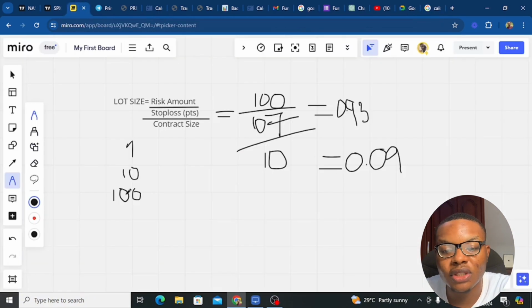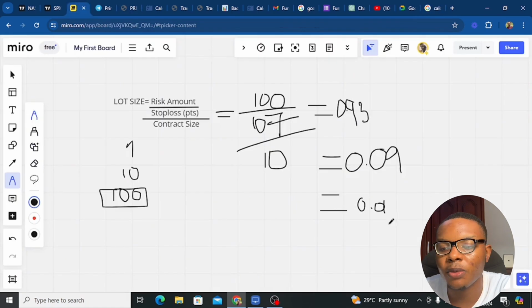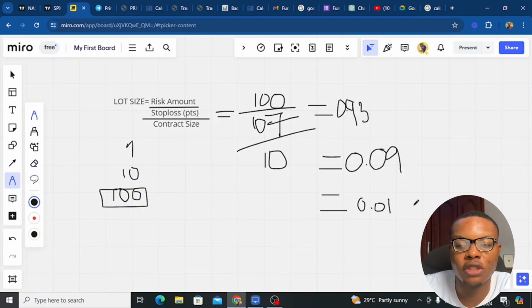So if you have a small capital, you should not be using a broker with 100 contract size. If it's a prop firm, fine. If it's a prop firm account and you're to risk $100 at this point, you just have to use 0.01. You know why is that? Because if you go back here and approximate 0.0093, if you round this up, you're just going to have 0.01. So 0.01 is the most efficient to use in this case, and you wouldn't lose too much if it goes against you.